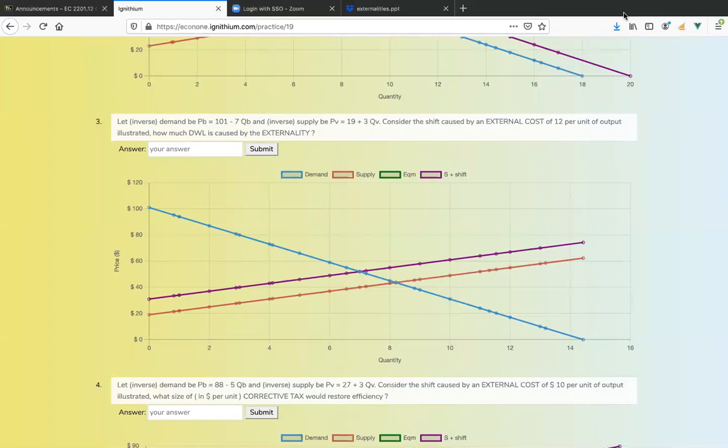The annotation tools are kind of hard to find sometimes.